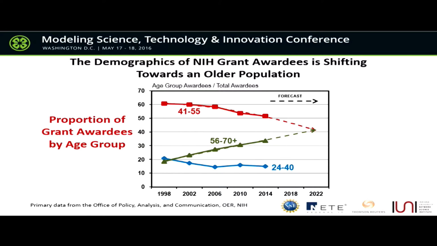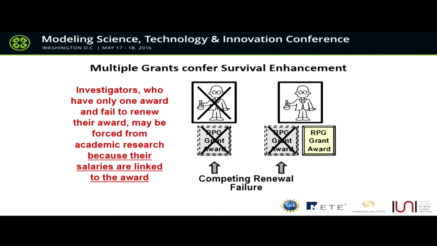One of the factors that may be contributing to this continual increase is the effect of multiple grants on overall survival rates. Consider this scenario. Investigators who have only 1 grant and who fail to renew that award may be forced out of the academic research community because salaries are linked to grant awards. On the other hand, investigators with multiple grants who fail to renew one of their awards will simply readjust their salary to the remaining grants and will thereby remain in the system. Multiple grants, therefore, constitute a form of enhanced survival benefit.